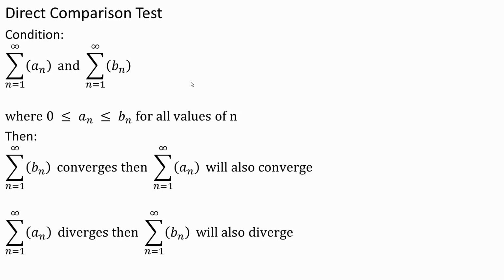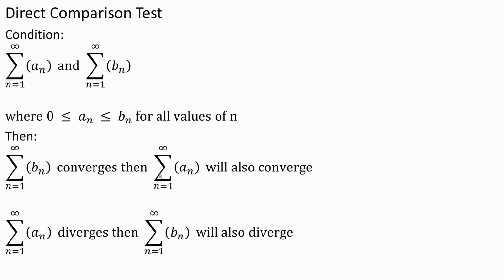In this video, we will go over the direct comparison test, and with the direct comparison, we make comparisons. So we have two summations, a sub n and b sub n. If we say that b sub n is greater than or equal to a sub n, and a sub n is greater than or equal to 0, we can make a number of comparisons. For example, if b sub n converges, then a sub n must also converge.